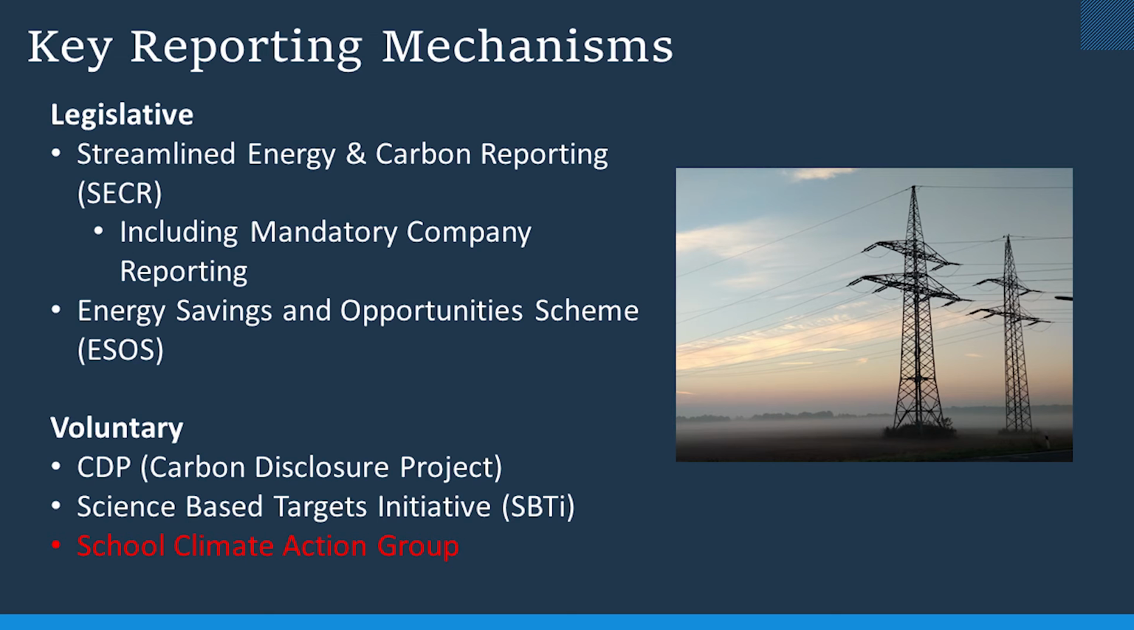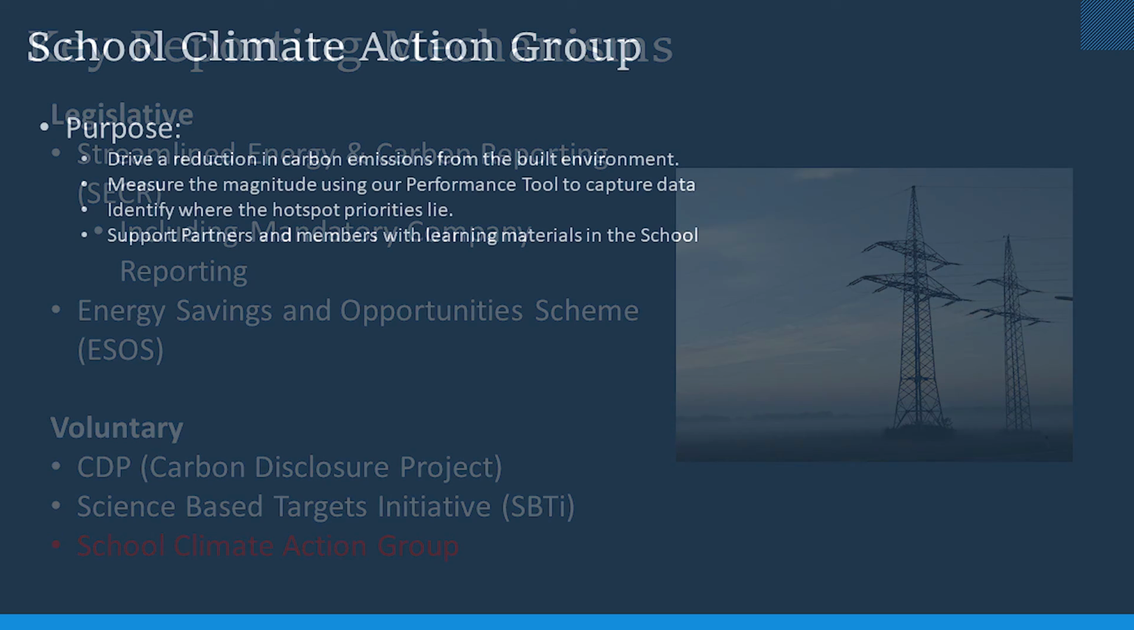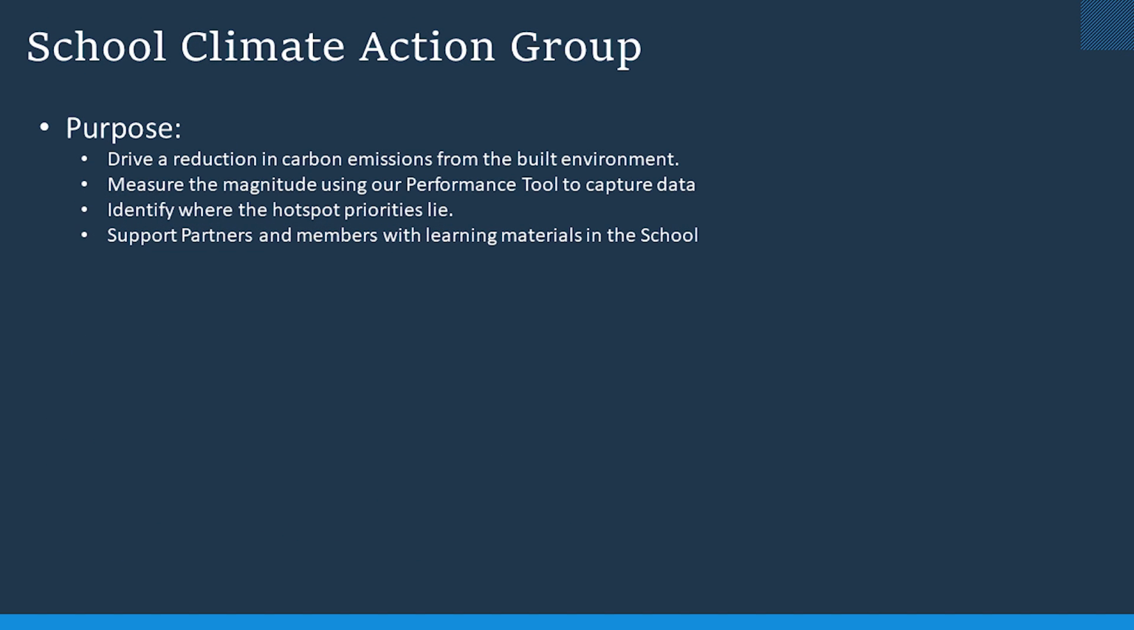Last but not least is the Supply Chain Schools Climate Action Group, which is, again, voluntary and free. So what's the purpose of this group? We're here to drive a reduction in carbon emissions for the built environment, like all the other things we've been talking about. We're going to measure and manage the magnitude of those carbon emissions using our online performance tool. We have a piece of software that can capture activity data, primary data, such as litres of diesel used or kilowatt hours of electricity used. The tool then does all the clever calculations and turns that into tons of carbon dioxide equivalent.